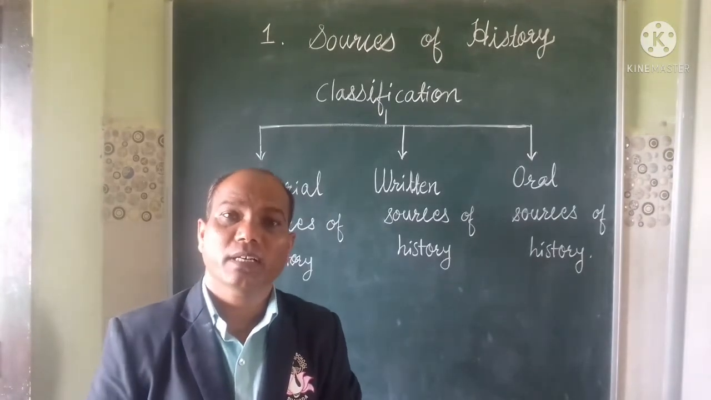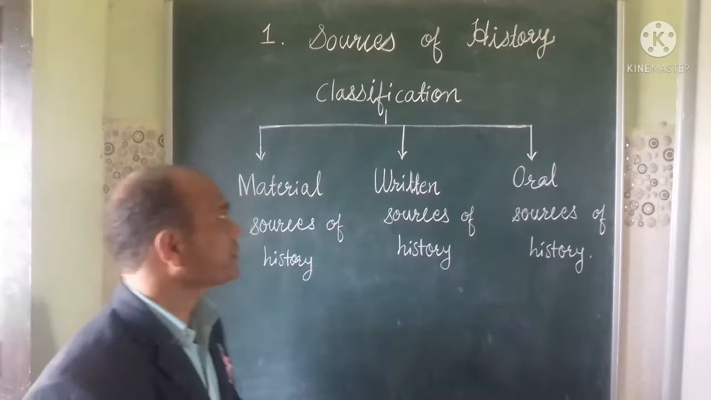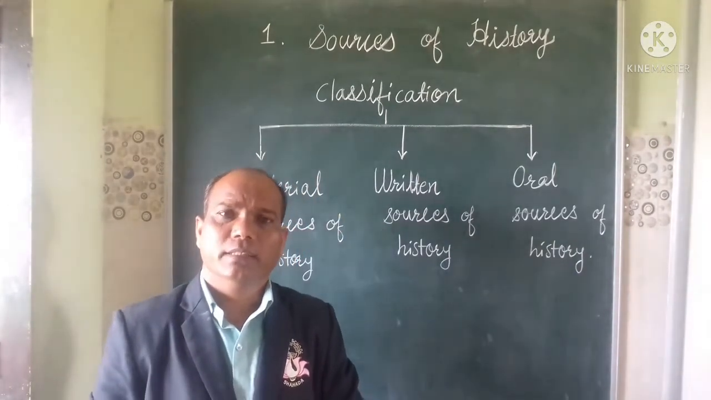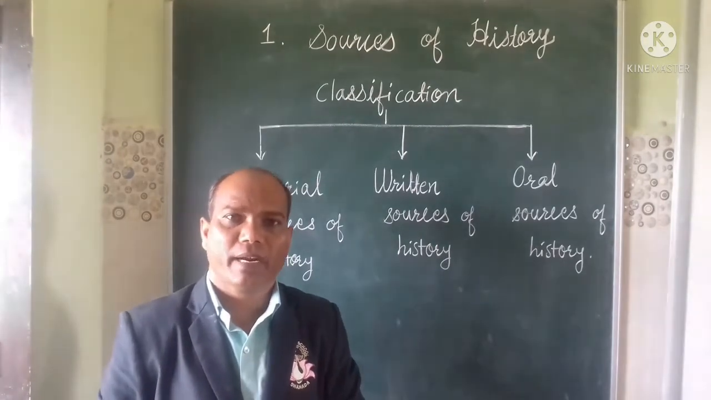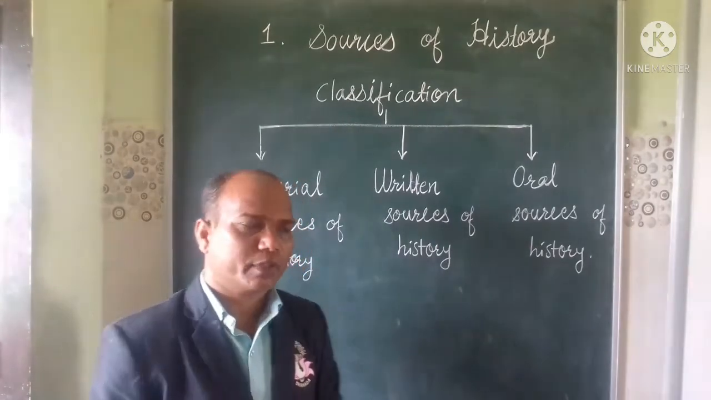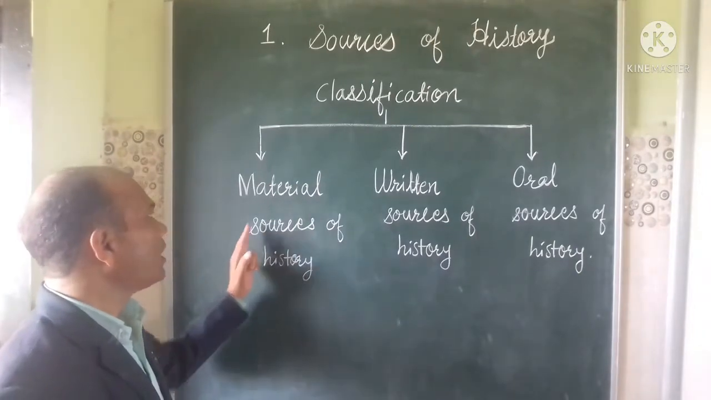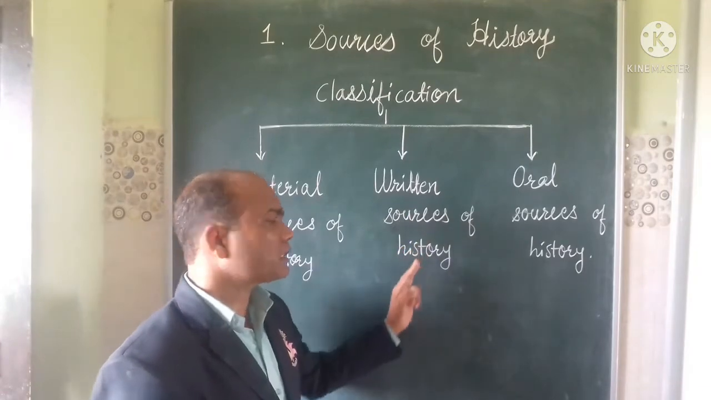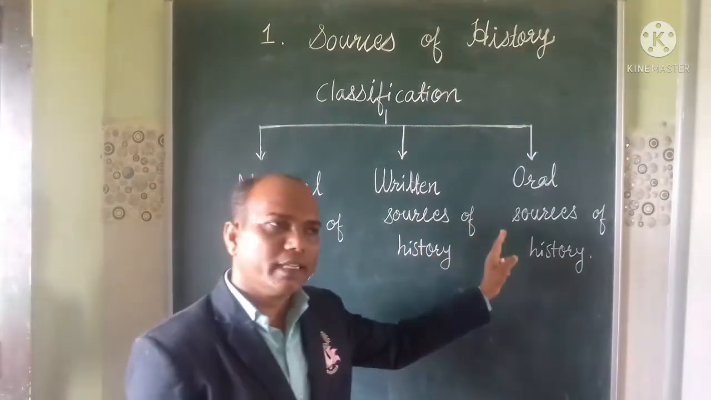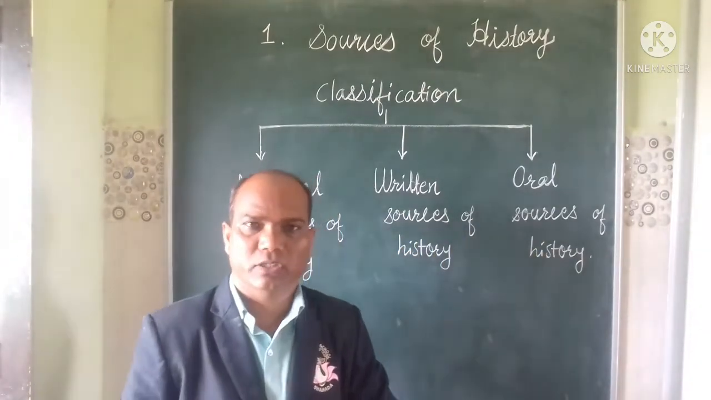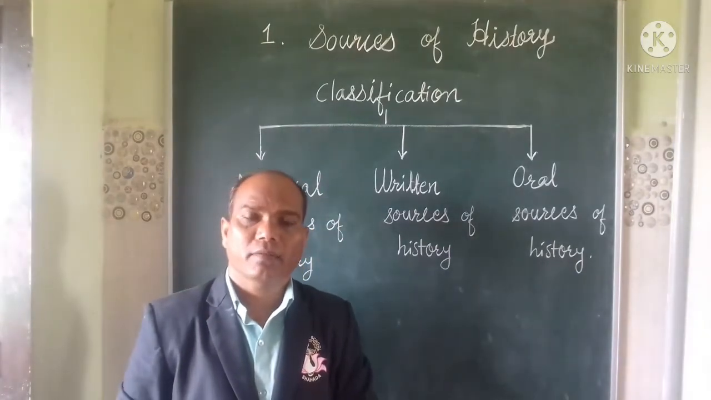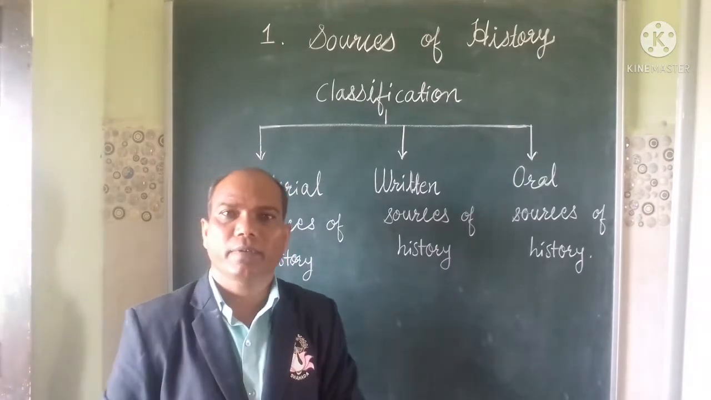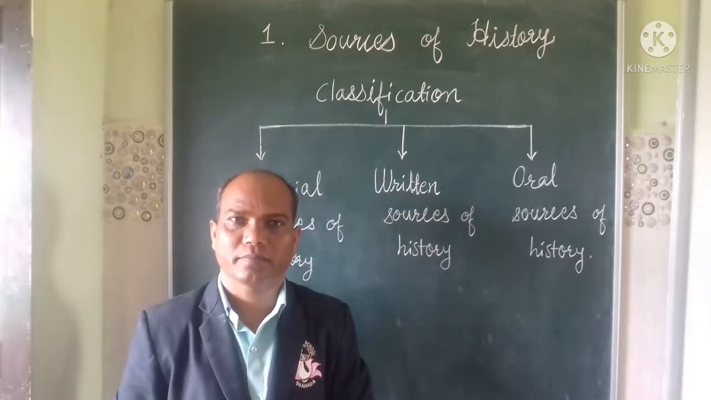Now let us move on to the next point, that is, classification of the sources of history. The sources of history are classified into three types. They are, first, material sources of history, the second one is written sources of history, and the third one is oral sources of history. Now we will study one by one all these three kinds of sources of history.